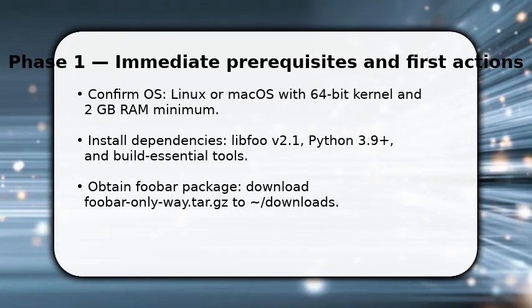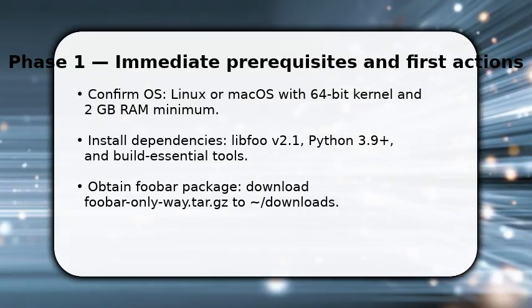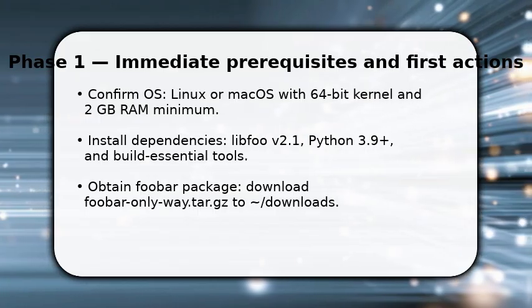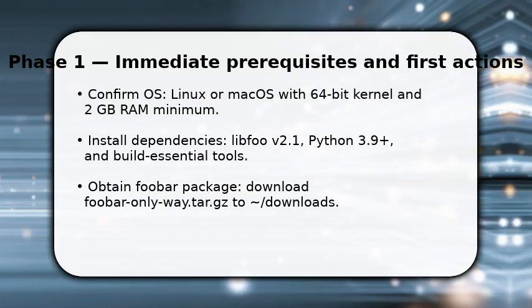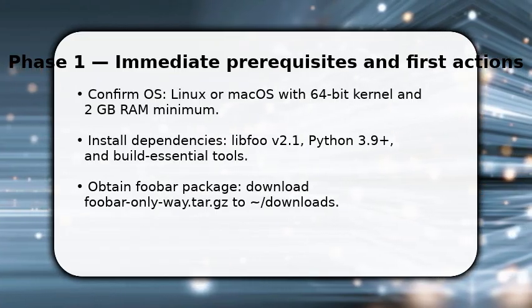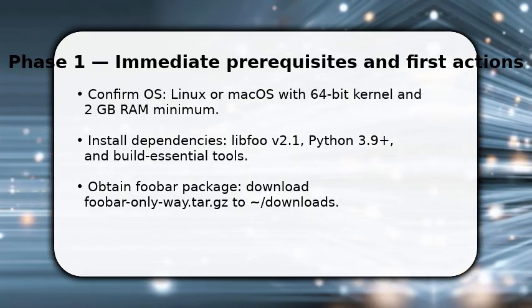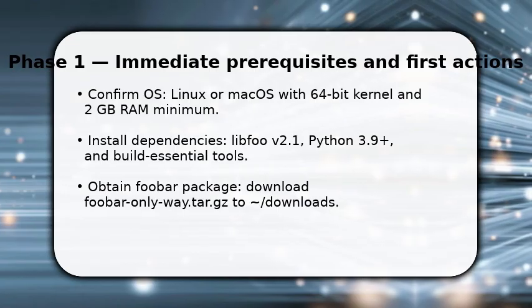You start by verifying prerequisites so installation won't fail. Check that you're on Linux or Mac OS with 64-bit kernel and at least 2 GB RAM. This matters because Foobar uses native extensions. Once confirmed, install libfoo v2.1 and Python 3.9+, do not skip build essential tools.